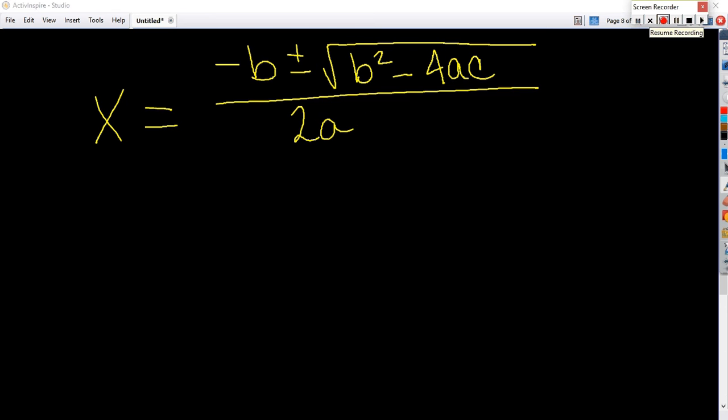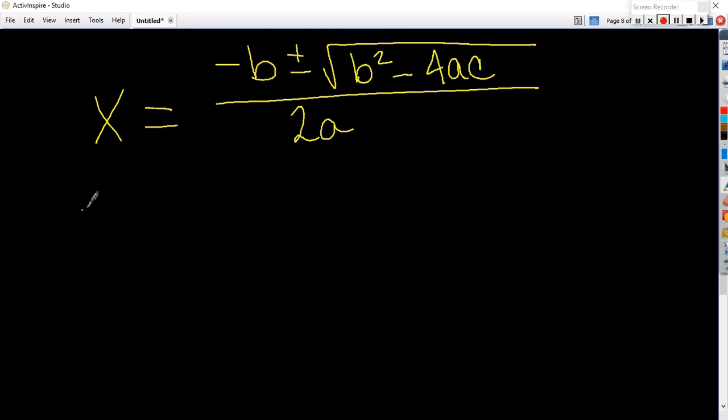You literally plug it in. Here's the only thing. Here's where students mess up. You have to simplify in the right order, and you have to keep everything over 2a. This is not just over the radical, it's over the whole thing. Everything up top is divided by 2a. Okay. Let me give you one.